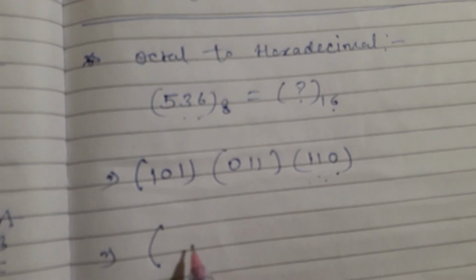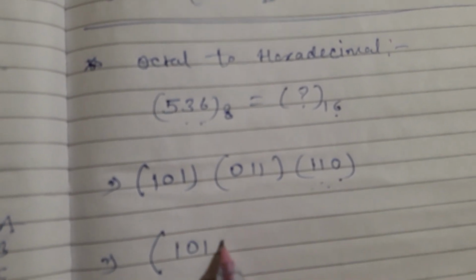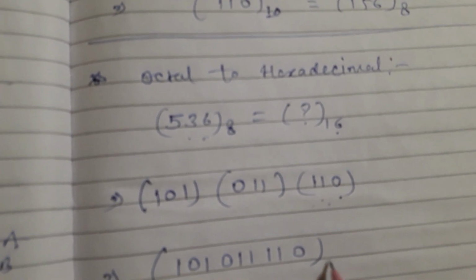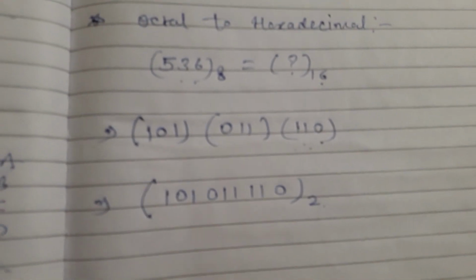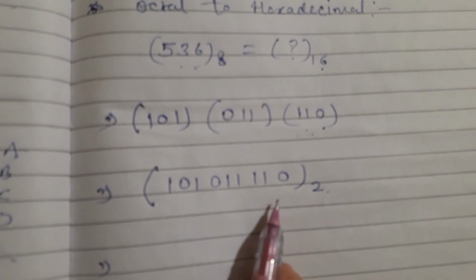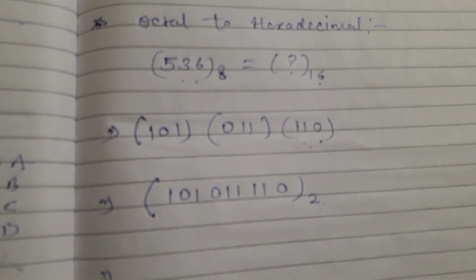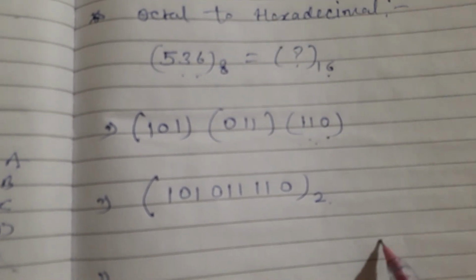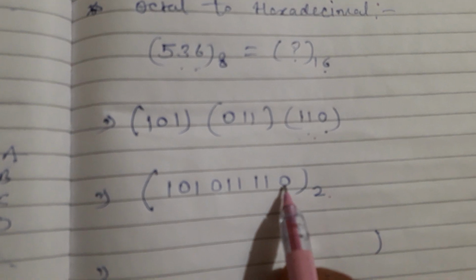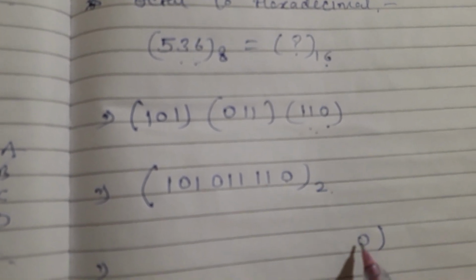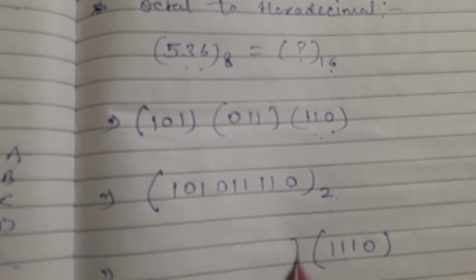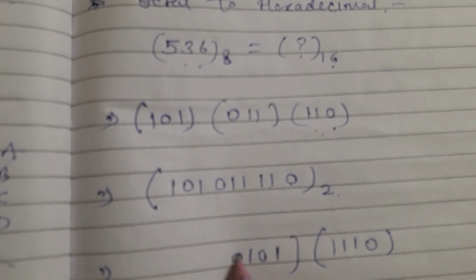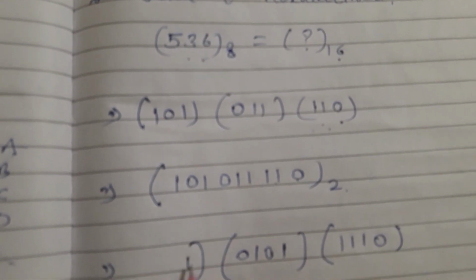Now I merge this number in one bracket. I get this, and now I am going to distribute this number from the rightmost position in groups of 4 and get another number, right? Like 0111. So I write 0111. This is 4 digits. Now distribute 1010, 1010, and again 1 1.